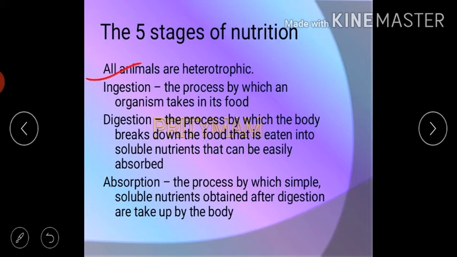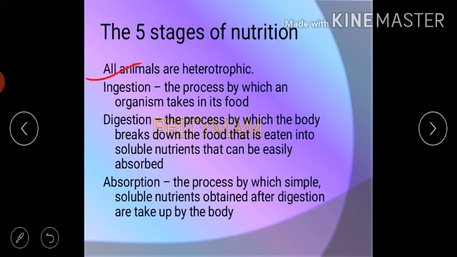They are called heterotrophs. Why do they depend on others? Because they cannot prepare their own food, because they don't have chlorophyll in them. So we all animals are heterotrophic. We cannot make our own food. We depend on plants or on other animals for nutrition. We need food to get energy, to grow in height, and to repair the damaged tissues.